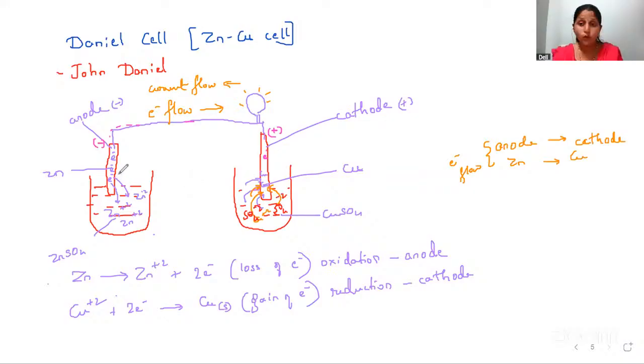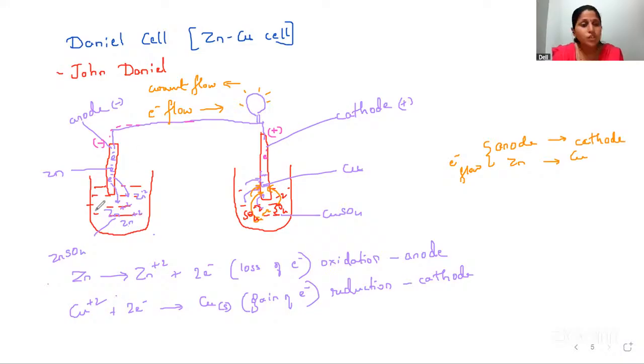Now the question is, why do we call it a half cell? Okay, they are called half cells. This first one, zinc in zinc sulfate solution, is called the oxidation half cell. And copper in copper sulfate is called the reduction half cell, because at this part oxidation is occurring and at this part reduction is occurring.